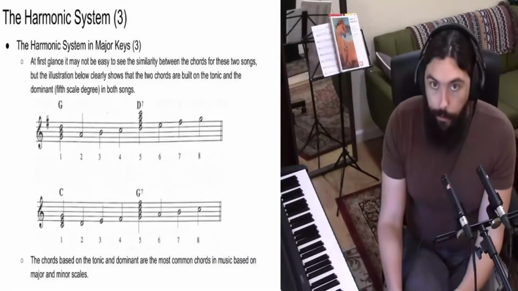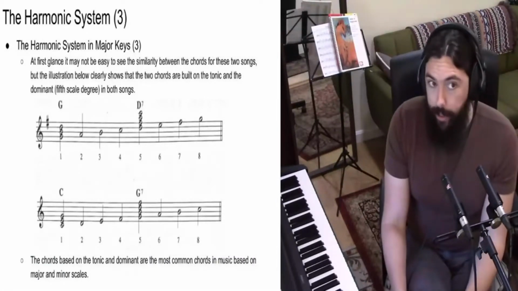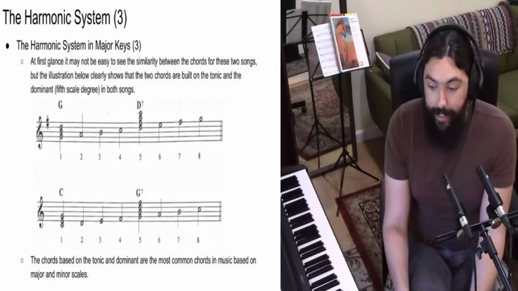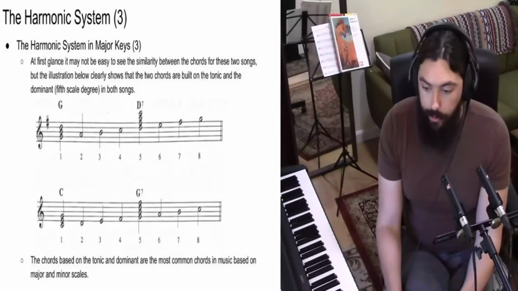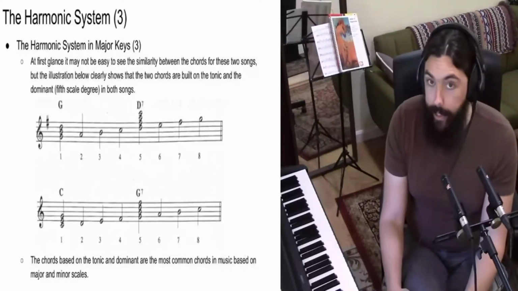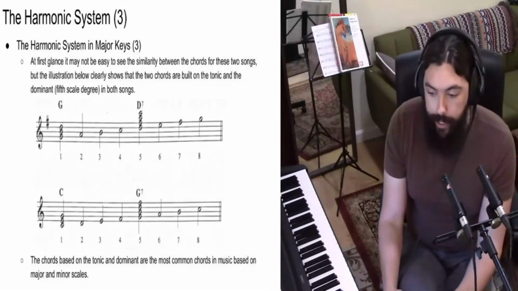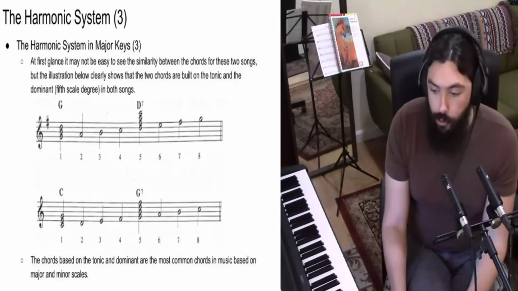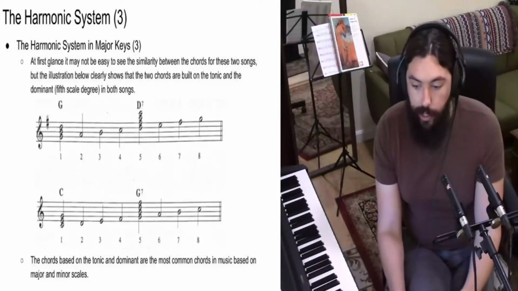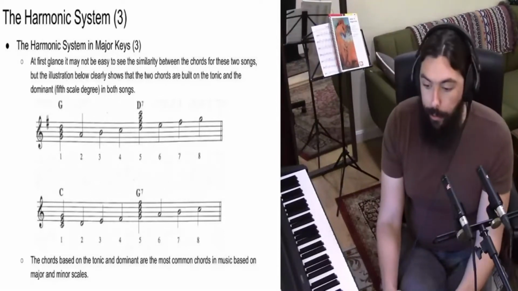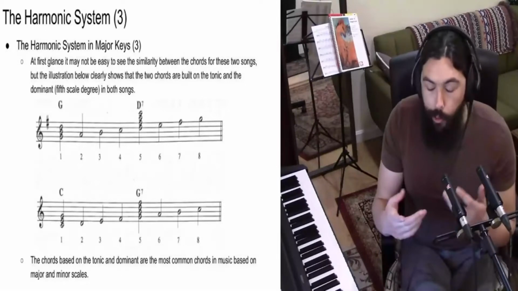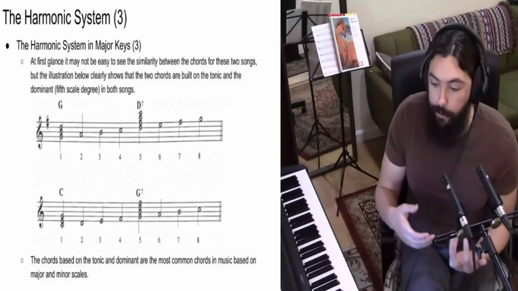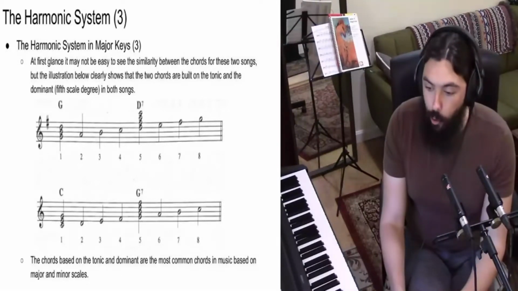Then, thinking a little further about this, at first glance, it might not be easy to see the similarity between the chords for these two songs, right? But the illustration here on slide 3 clearly shows that the two chords are built on the tonic and the dominant. Remember, the dominant is the 5th scale degree in both songs, right? So both songs have tonic and dominant chord relationships.